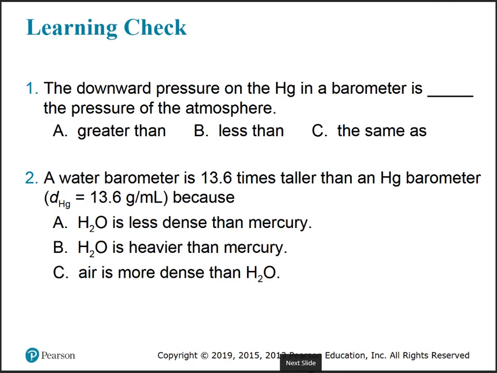So now we're going to do some more conceptual learning check questions. The downward pressure on the mercury in a barometer is greater than, less than, or the same as the pressure of the atmosphere. You can put your choice, A, B, or C, in the chat. Greater than, less than, or the same as.